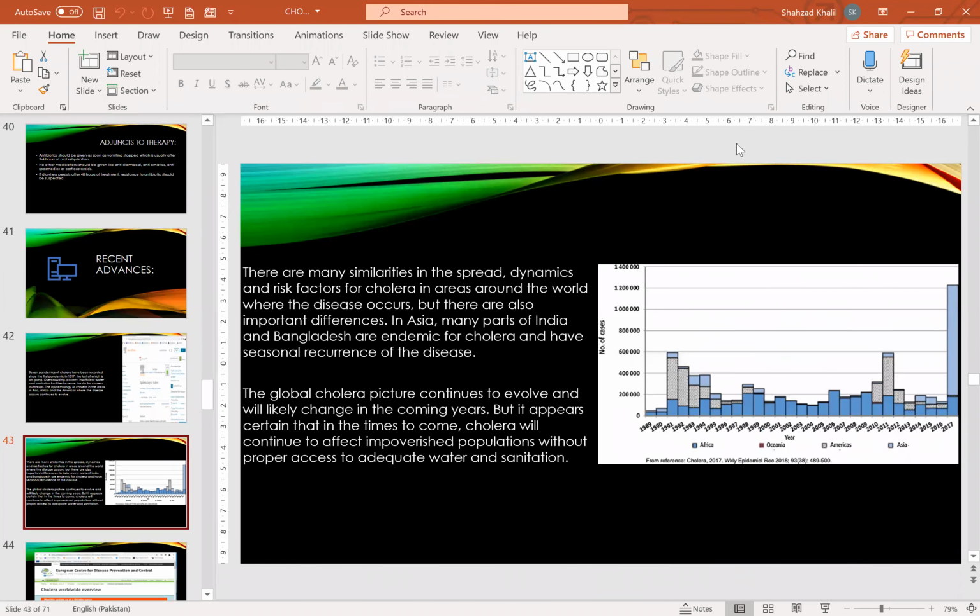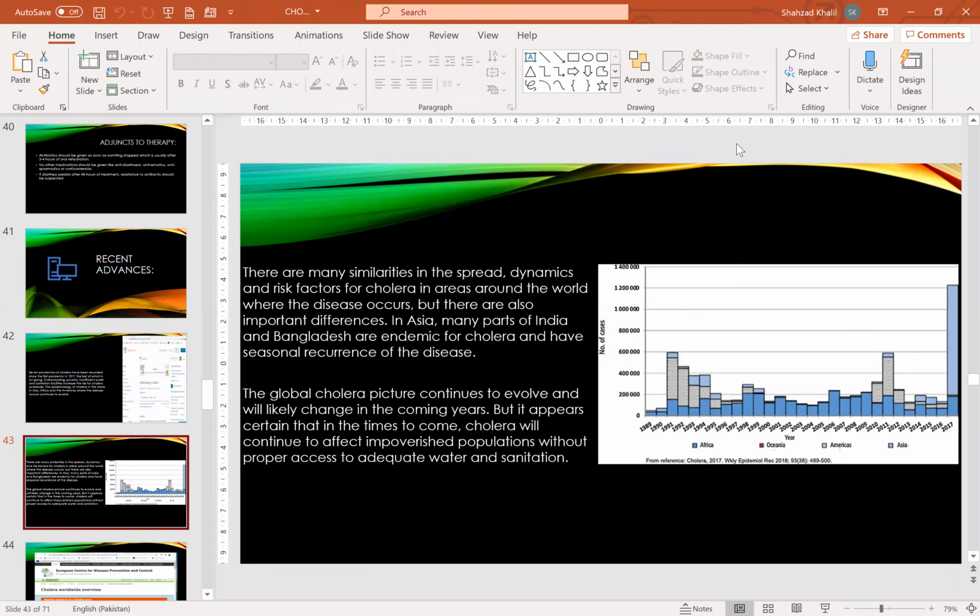As you can see in the graph, this is from 1989 to 2017, and the blue color is for Africa, red is for Oceania, skin color is for America, and sky blue color is for Asia. There are many similarities in the spread, dynamics, and risk factors for cholera in the areas around the world where the disease occurs. But there are also important differences.